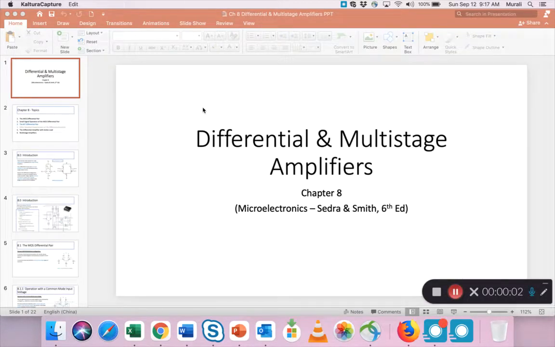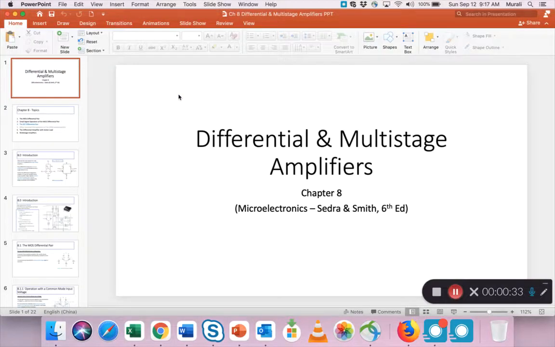Hello class and welcome. We are in week 7, and this week and the next week we'll do chapter 8, which is mostly concerned with amplifiers. So we are in the field of analog circuits. Another chapter we have is frequency response. Chapters 8 and 9 are both dealing with analog circuits, amplification and so on.